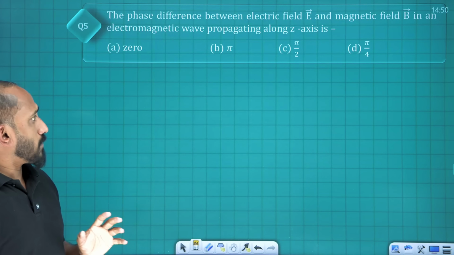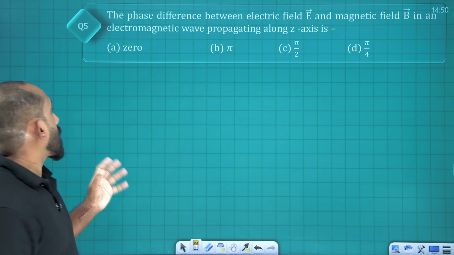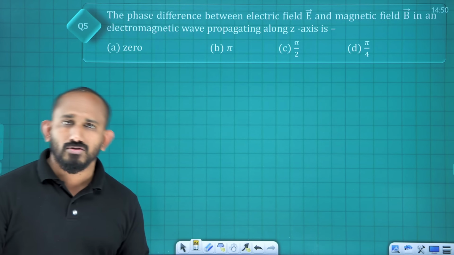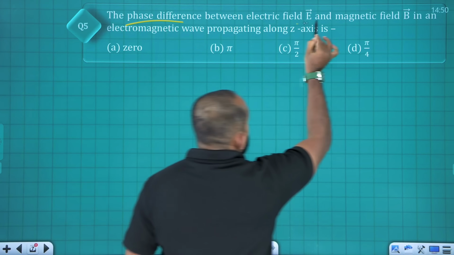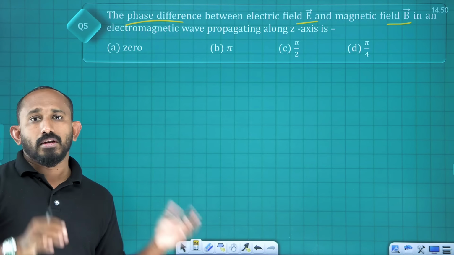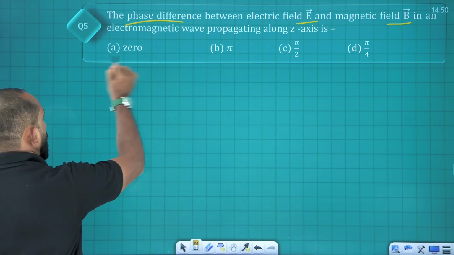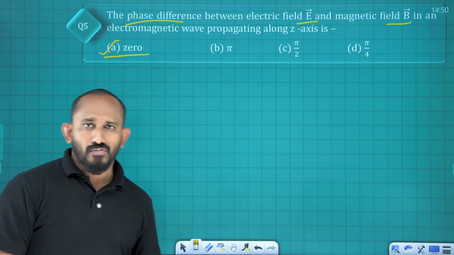The phase difference between electric field E and the magnetic field B in an electromagnetic wave propagating along the z-axis is. So propagation is along the z-axis, but the question is the phase difference between E and B. Just now we got it: the phase difference between E and B will be 0. They will be in phase. So option A is the correct answer. Have you got it? Let's go for the next question.